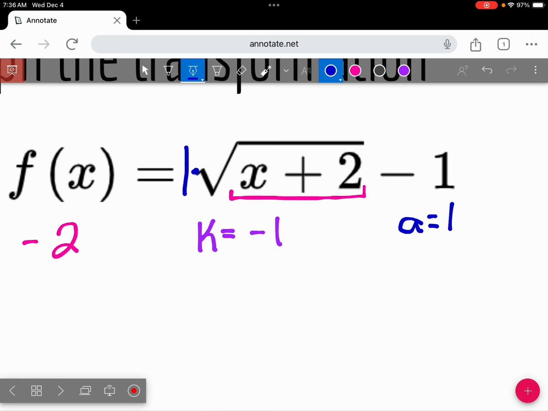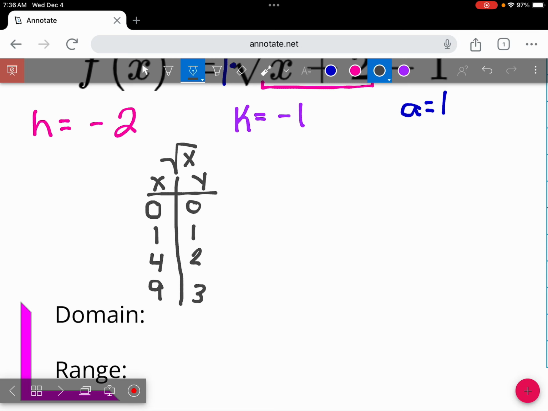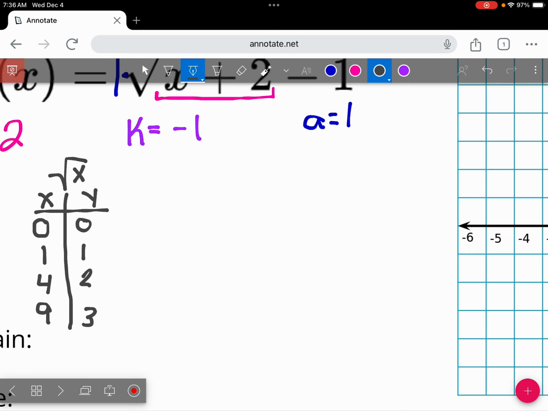So what transformations do we expect here? Which way should this move? Left 2, down 1. Yes. So we're going to start with our parent table. I'm going to take my square root of x. It's that same table we wrote on the last one, where we have our x's and our y's. And we used our perfect squares for our x's: our 0, 1, 4, and 9. That gave us our 0, 1, 2, and 3. And we're going to use that to make our transformed table.